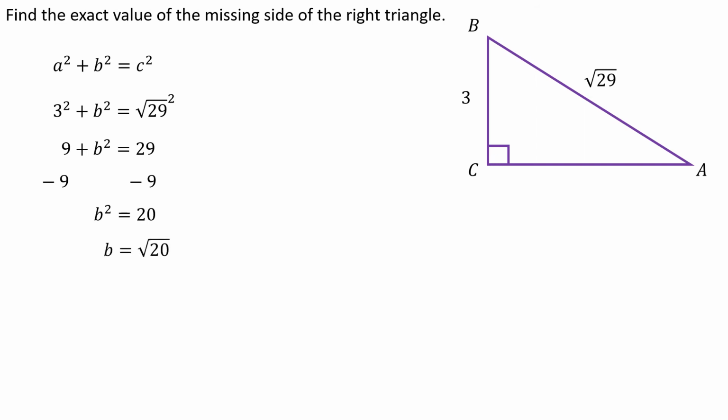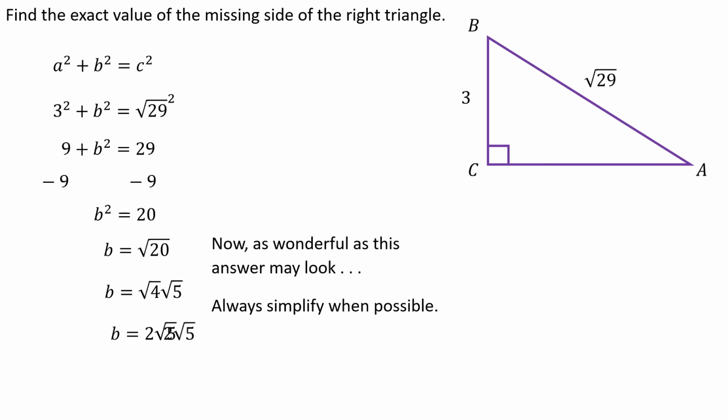Now, normally in algebra, we would put a plus or minus in front of the square root symbol, but by definition in geometry, the side of a triangle has to be a positive number, so we don't need the plus or minus. Square root of 20 becomes square root of 4 times square root of 5. Square root of 4, I can simplify. There's my answer. Right? We always want to simplify our answers.